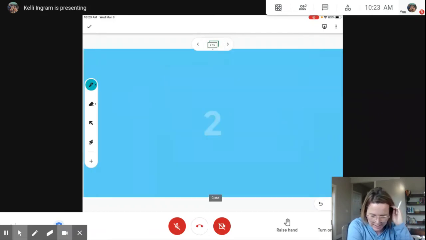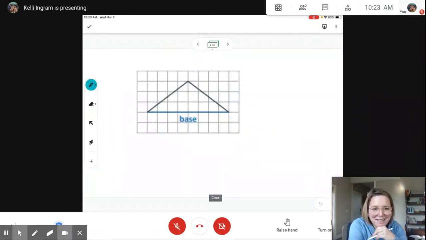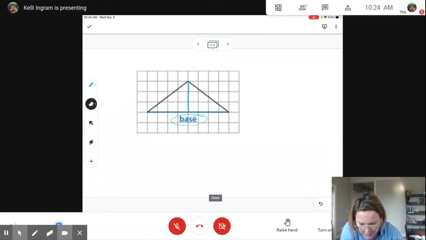Okay, here is another example where here's my base. Now they did not draw in that height line for me this time, but I can find it because I'm looking for a perpendicular line that goes all the way to the top. I should be clear about that because I could also draw a perpendicular line here, but that doesn't get me all the way to the top of my triangle. So this would be my height. I could even draw that in.